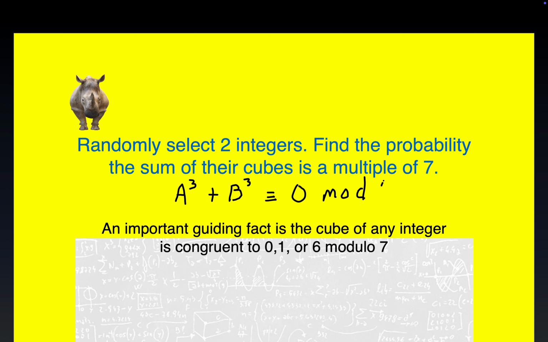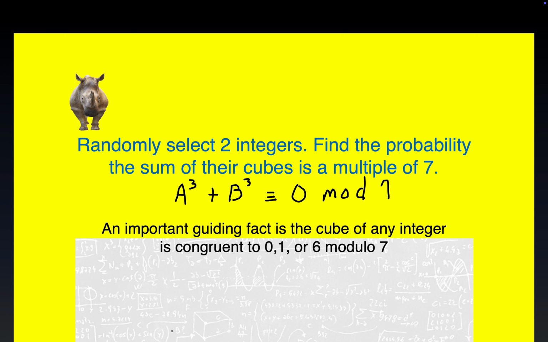Again, another way of stating this would be A cubed plus B cubed is just 7m for some m. Okay. And some people like to put uniformly here because that means any single integer has the same likelihood of being selected as any other integer.